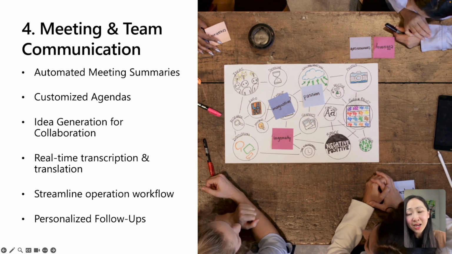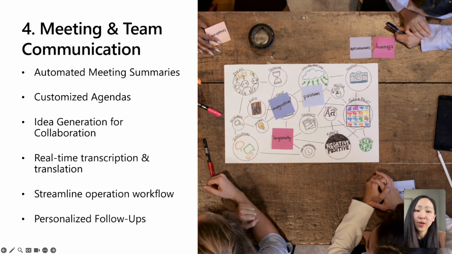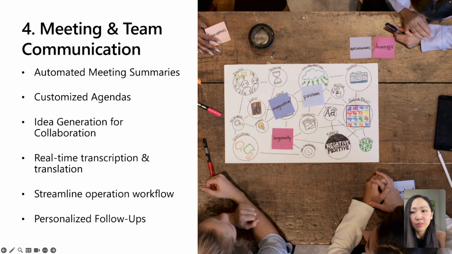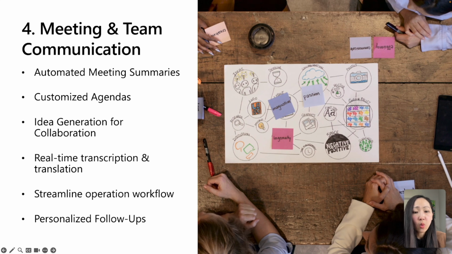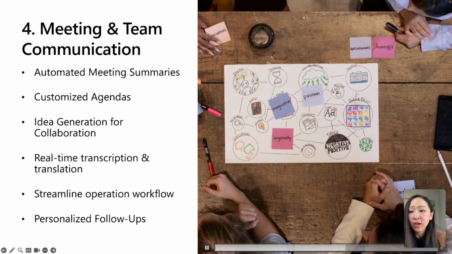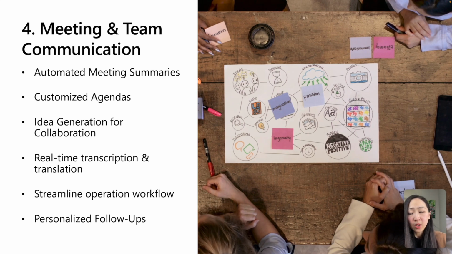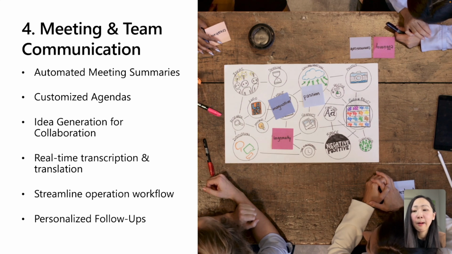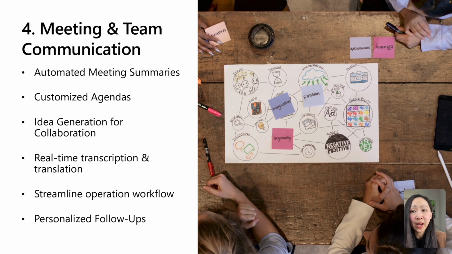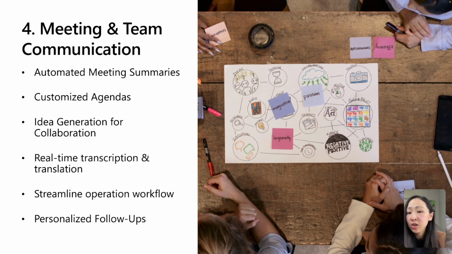And also doing some real-time transcription and translation, because generative AI is so good at analyzing text, it can translate to other languages or do real-time transcription. And also streamline operation workflow. We have discussed that a lot just now. And also some personalized follow-up. Maybe you have specific stakeholders you want to follow up with. So you can also ask AI's help on how you can make it more personalized and manage the relationship better. So there are so many ways you can use AI for daily team communication and meetings.